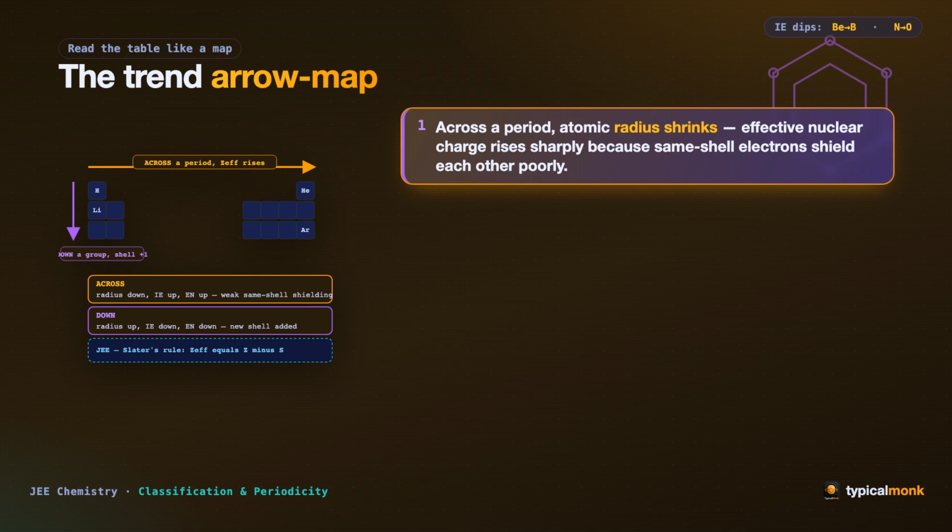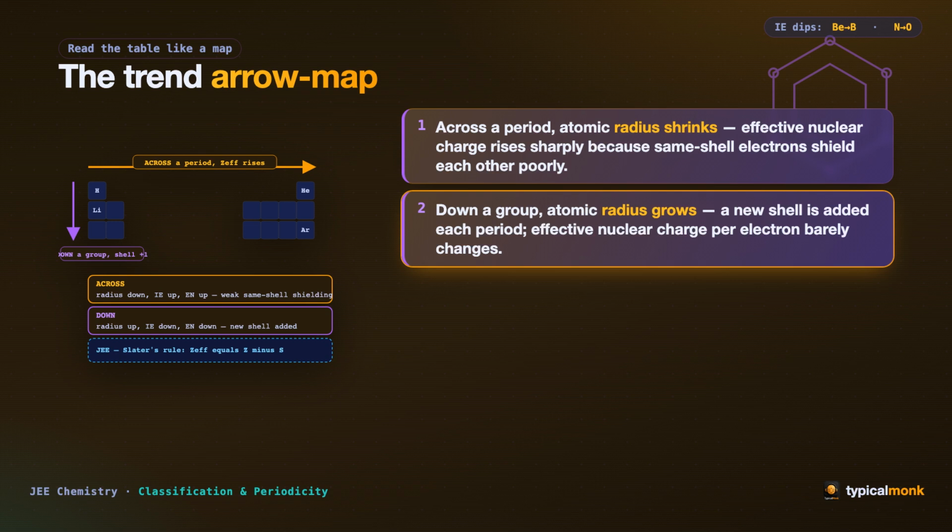Look at this map carefully, because 2 directions unlock every trend in this chapter. Follow the amber arrow first. Moving across a period from left to right, the atomic radius shrinks. It feels backward, but here is why. Each step adds 1 proton to the nucleus and 1 electron to the very same shell, and shells shield each other poorly. So the pull on that shell only grows stronger. Chemists call this pull the effective nuclear charge, and across a period, it climbs sharply.